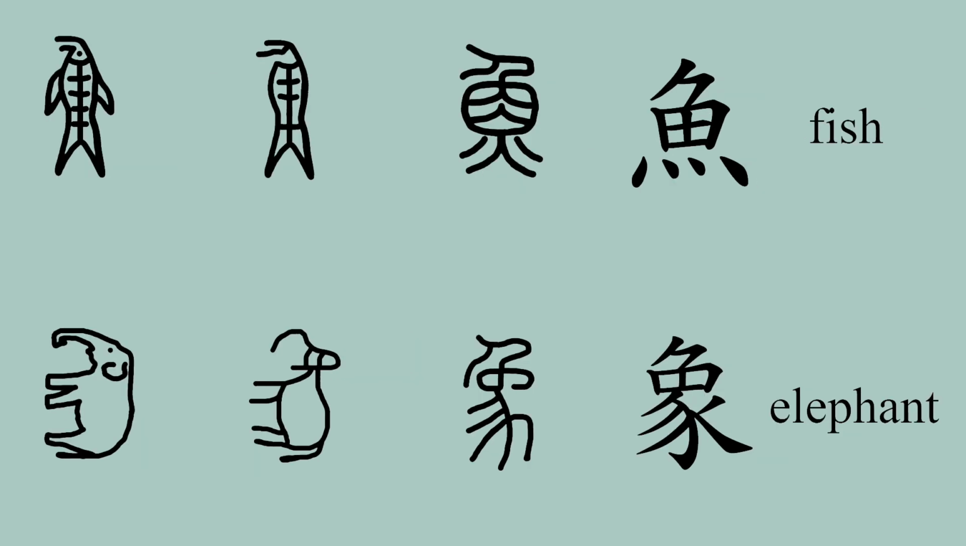The original drawing for fish looked about like this. Then it underwent some abbreviations and some stretching, yet the final shape still represents most parts of the fish.